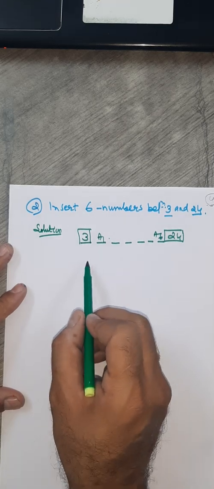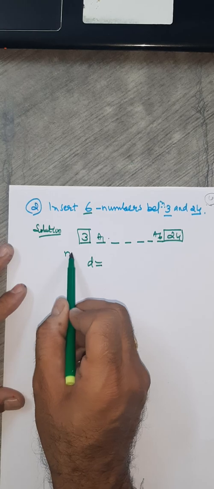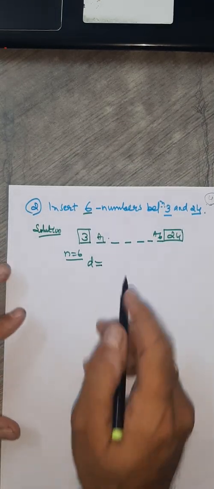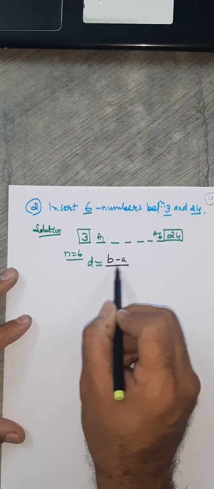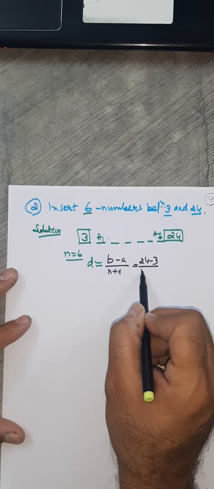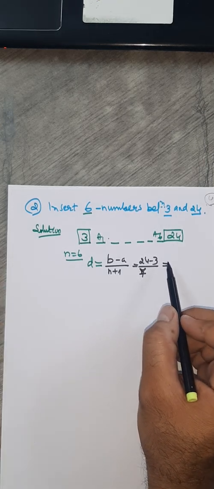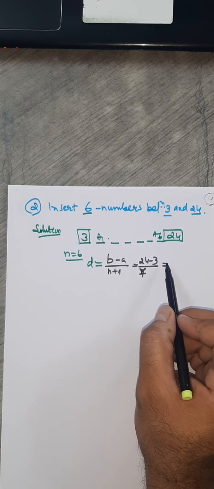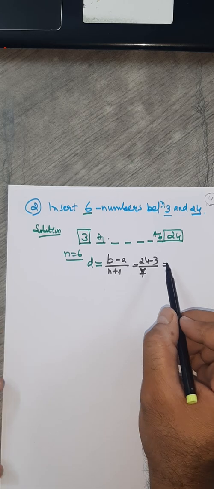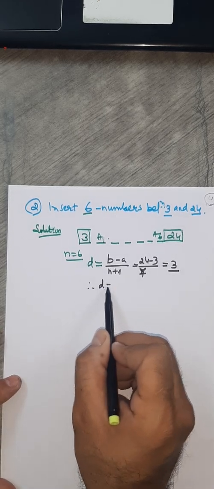Fine. What do I need to know? The common difference. How many means do I want to insert? 6. So n equals 6. What is the formula for common difference? B minus A upon n plus 1. That is 24 minus 3 upon 6 plus 1, which is 7. 24 minus 3 is nothing but 21. So the common difference will be 3. Therefore D is 3.